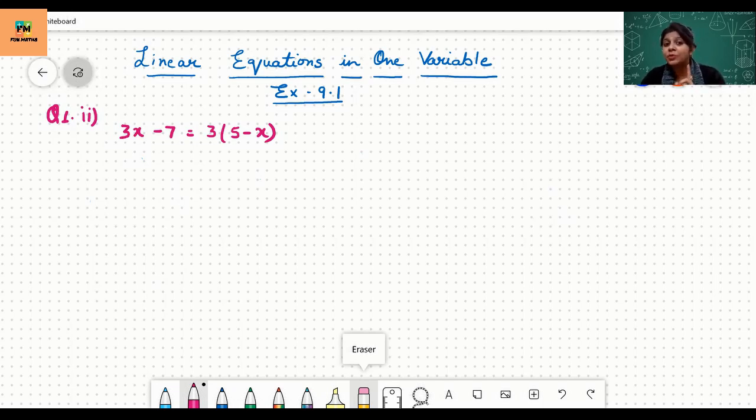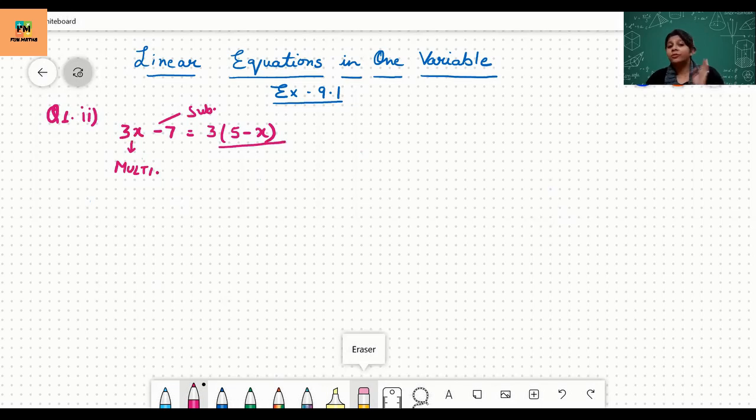Now, first step is to check the number of operations involved in the question. Let's see. Here, if you see, we have one operation, which is multiplication. Here, we have subtraction, which is the second operation. And now if you see here, this 3 is getting multiplied with this one group.